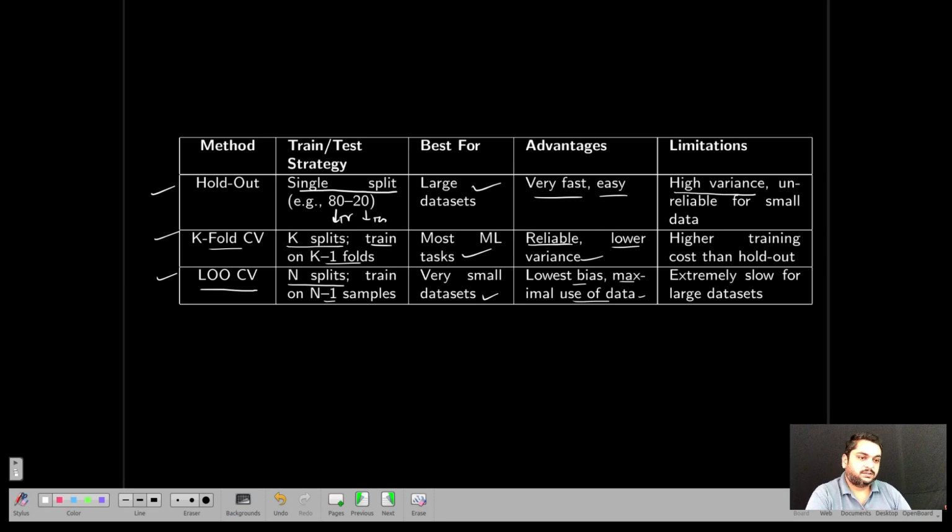What are the limitations? Hold out has high variance and is unreliable for small data. Leave one out is extremely slow for large data sets because almost every point has to be trained. K fold has higher training cost than holdout. Even though its variance is low compared to holdout, because you are iterating K times, it takes high training cost.